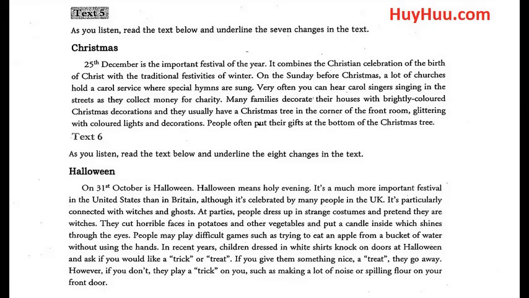Text 5. As you listen, read the text below and underline 7 changes in the text.